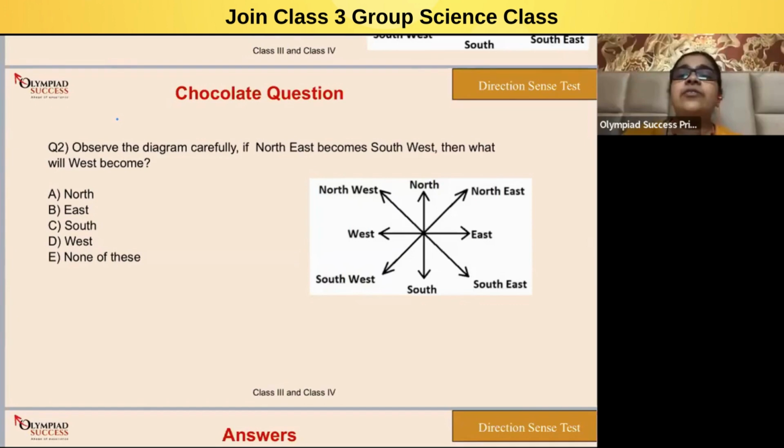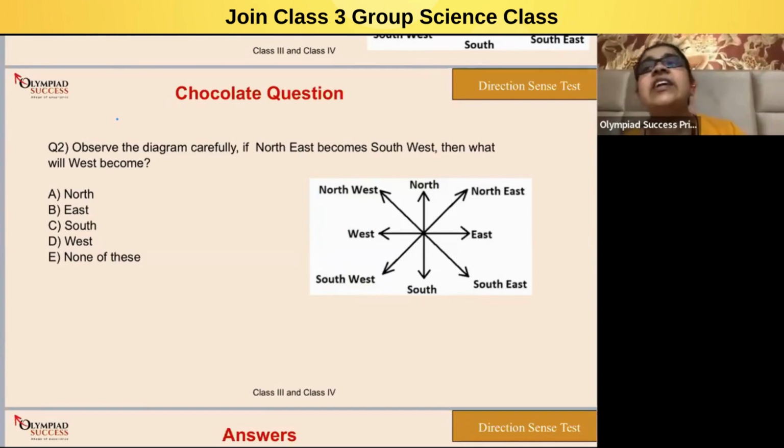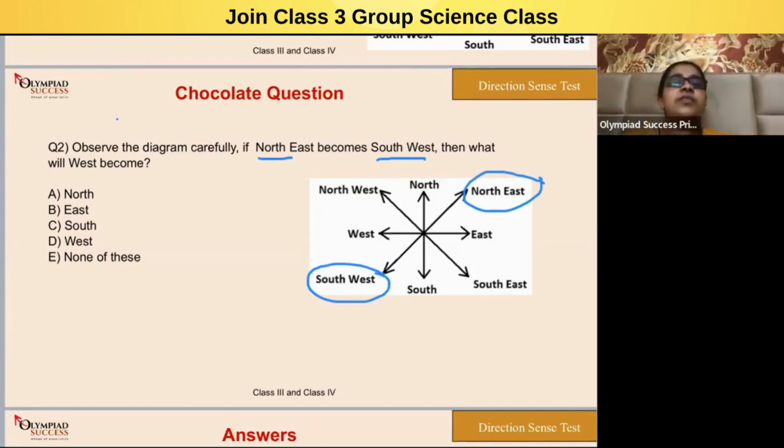All right, now we will get started with question number 2's answer. So this is basically a coding decoding question added in the direction sense. How? See, northeast becomes southwest. What is the relation between them, guys? The relation is exactly opposite. So if it's exactly opposite, then what will west become? Obviously, the opposite of west is east. So the answer for this question will also be east.